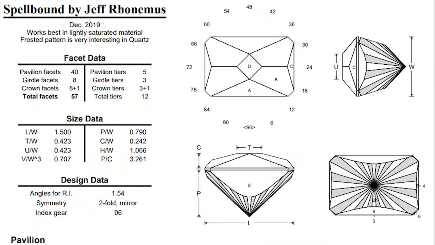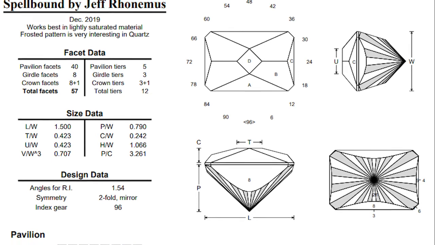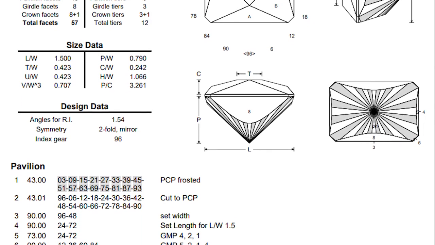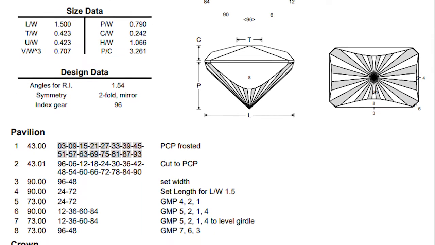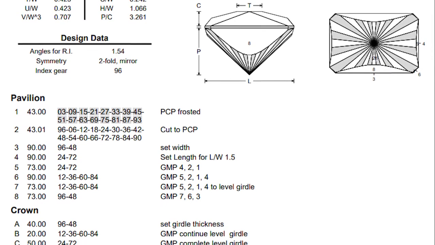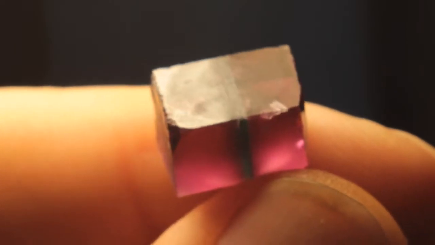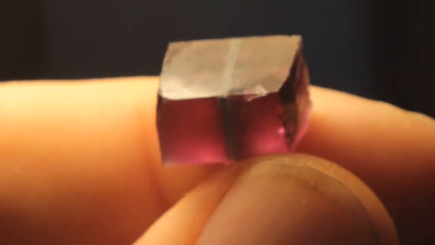As an example for this topic, I'm going to use this gem faceting diagram, the amazing Spellbound design by Jeff Ronimus, which I cut recently using a rather large piece of Rose de France amethyst. The gemstone turned out great, and here's a link to that video if you want to see me cutting this Spellbound design.